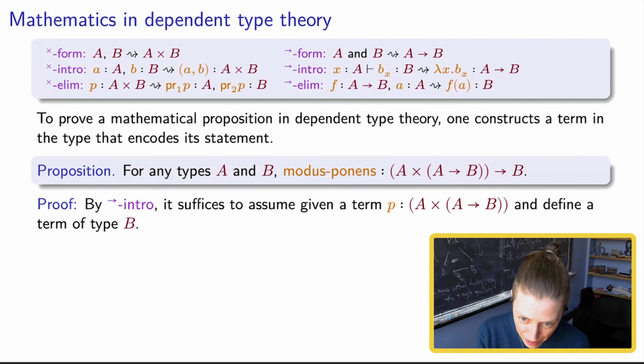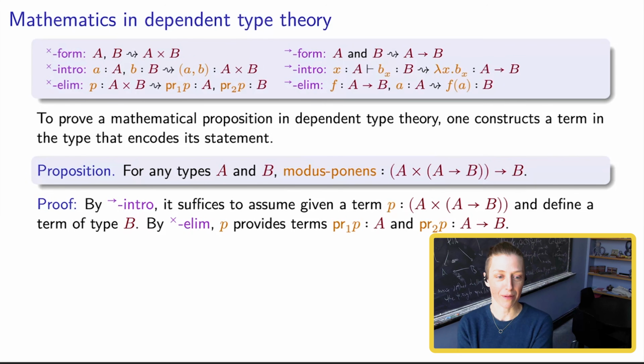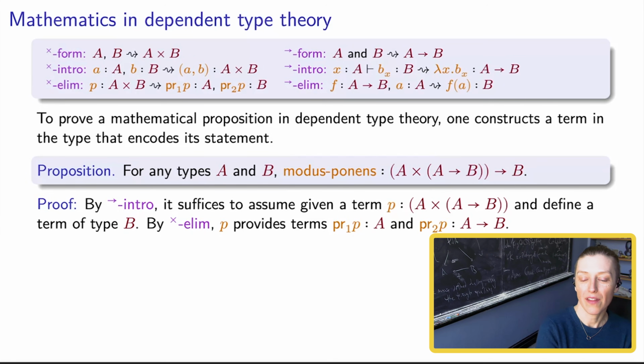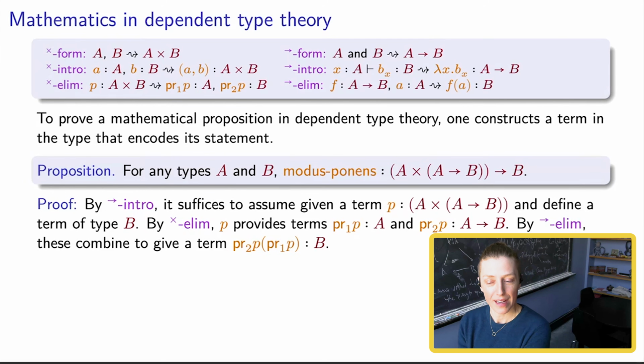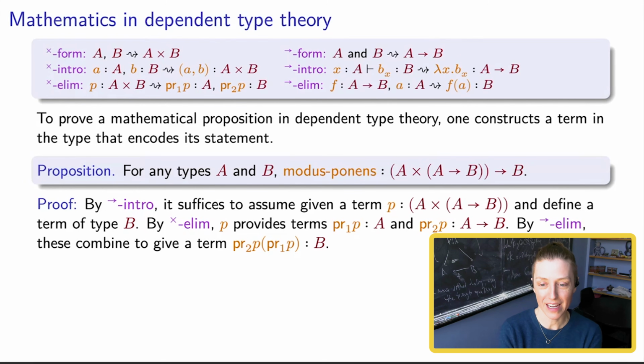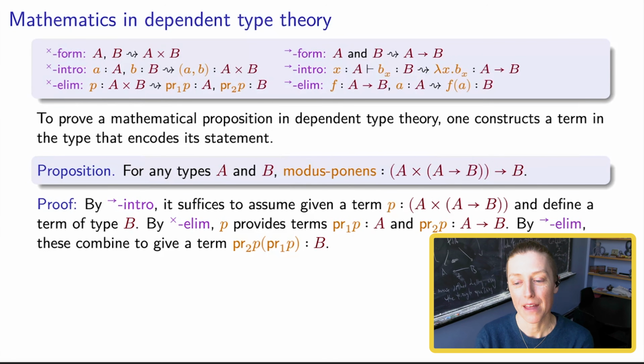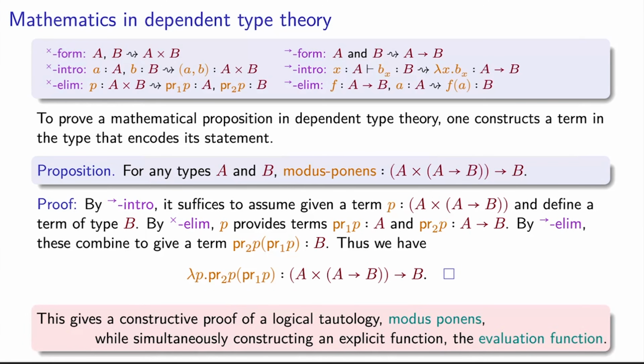But now that I have a term of a product type, I can apply the product elimination rule, and that gives me a term of type A and a term of type A implies B. These are the two projections of my term P. But now I have a term of type A and a term in the function type from A to B. And so by the elimination rule for function types, I can apply the function to the term and I get a term of type B. And what I've done now is I've taken my arbitrary term P in the product type and produced a term of type B. So that gives us a function.